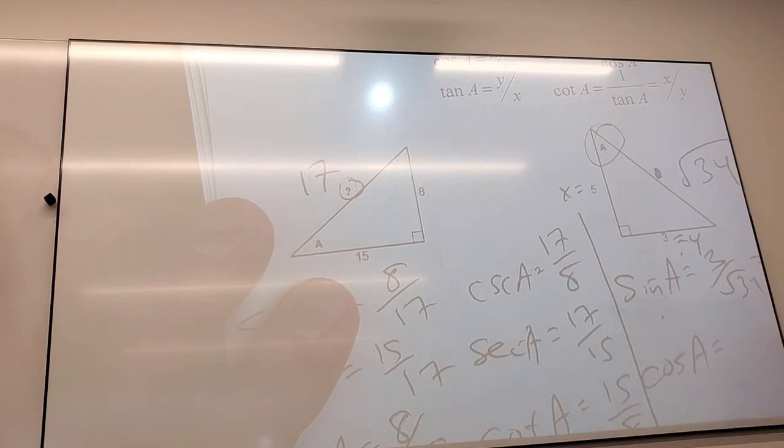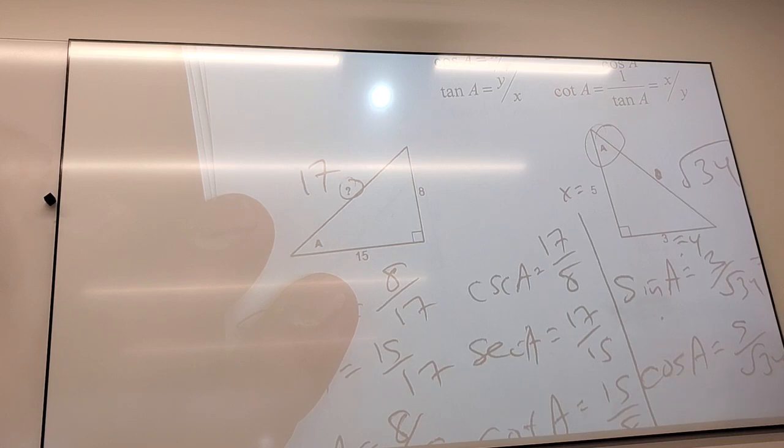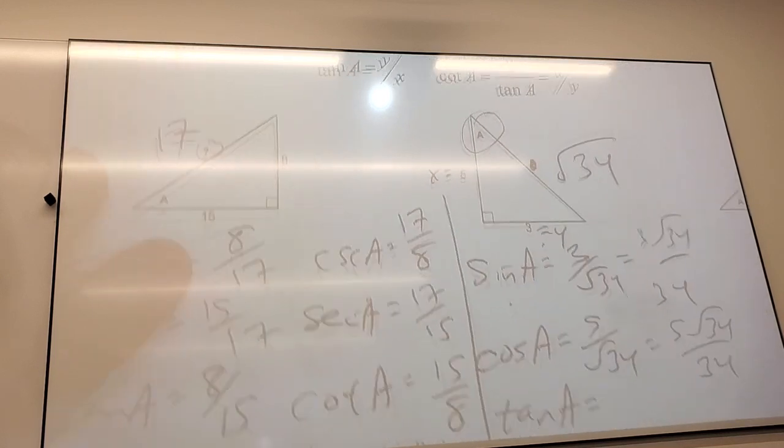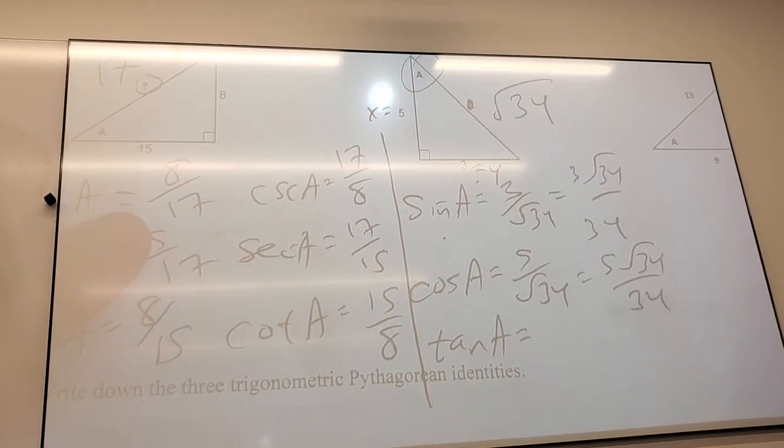Cosine, 5 over root 34. So when you rationalize that, is everybody with me? I just have a quick question. Yeah. So we don't rationalize the square root of 34 before putting it where the hypotenuse is?